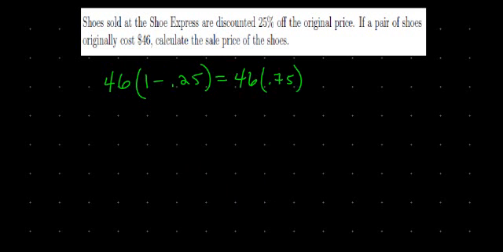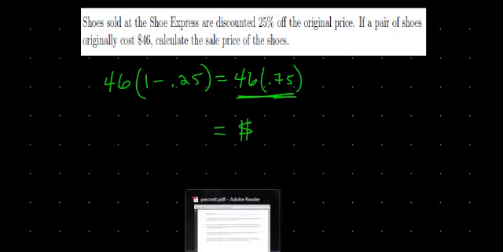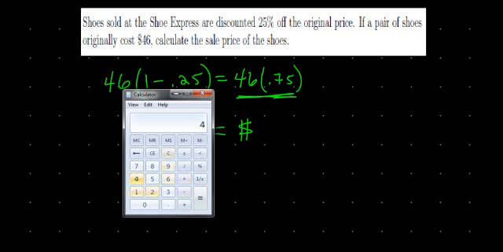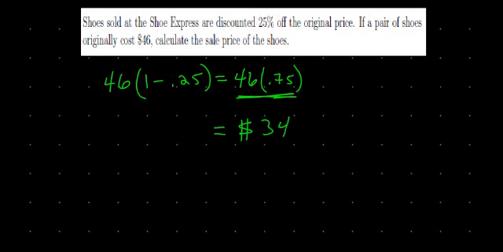Okay, and this number right here represents 75% of 46. So we see it makes sense that if we discount by 25%, what remains should be 75%. So let's get our final answer here. We would get, let's see, 46 times 0.75, $34.50. Okay, let's jump to the second example.